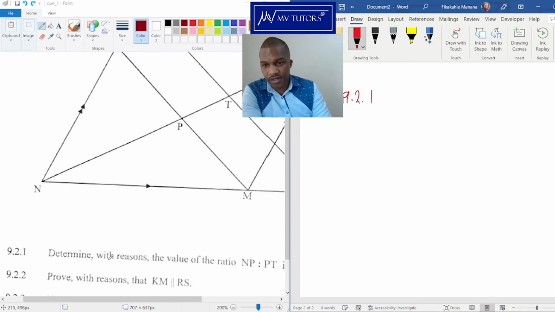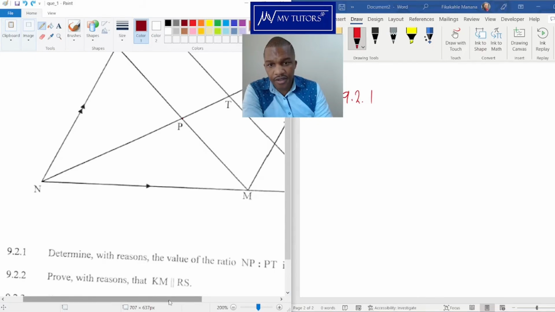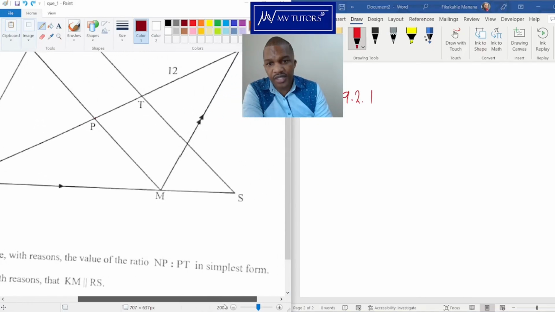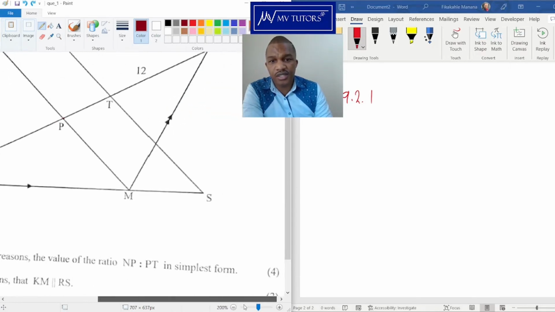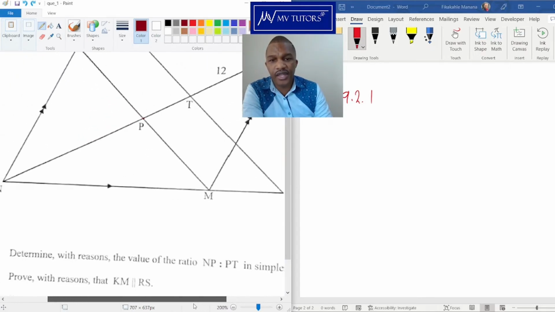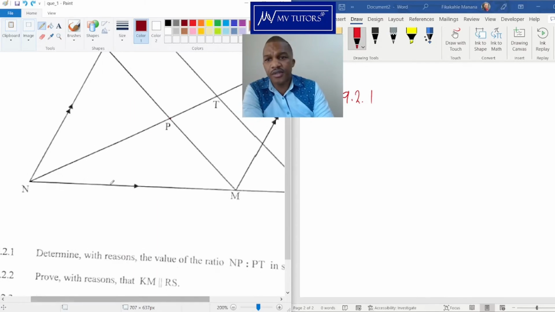Okay, let's start then with 9.2.1. Determine with reason the value of the ratio NP is to PT in simplest form. Let's find NP. So they want NP, which is that. I'm just going to use different colors. So NP is to what?